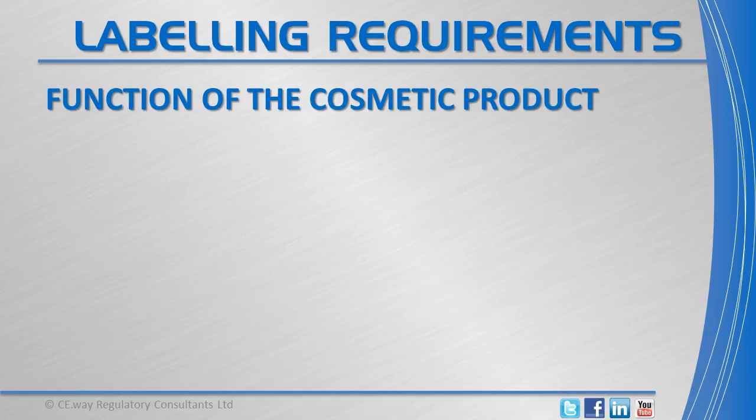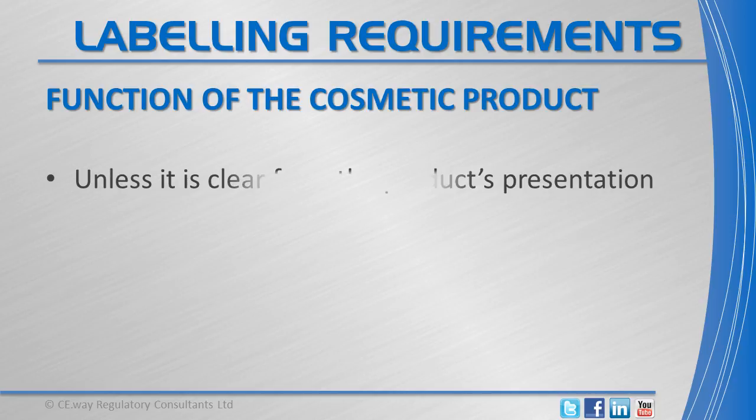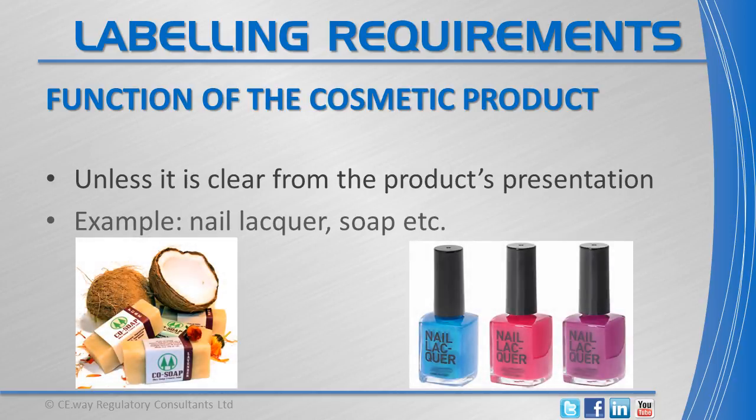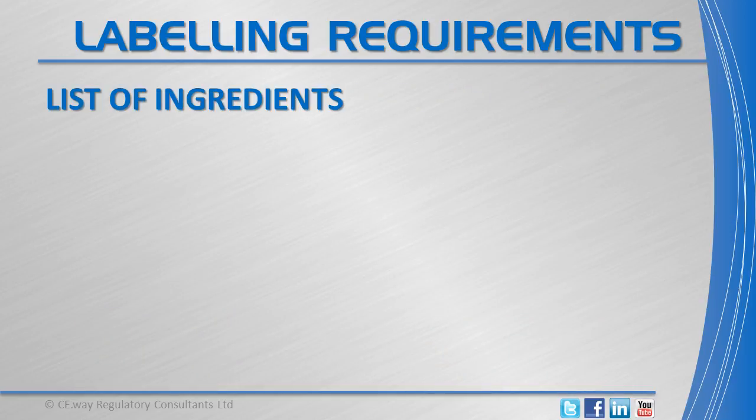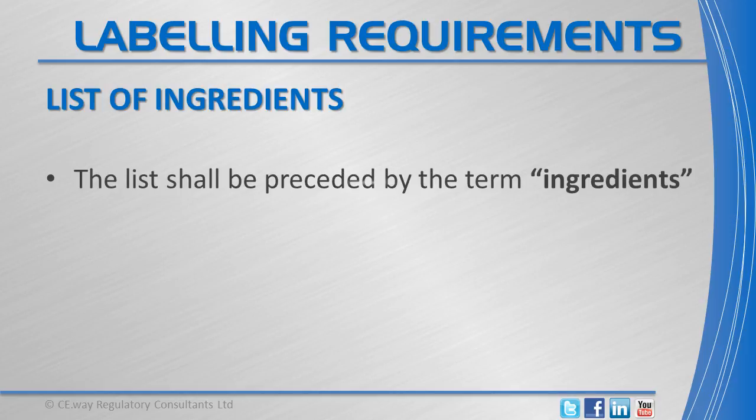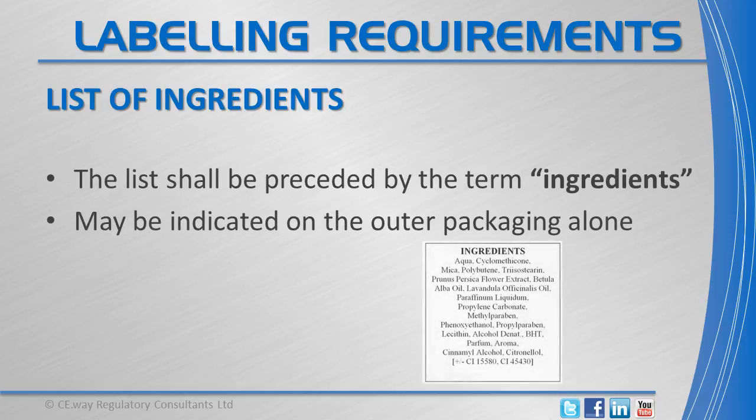The function of the cosmetic product needs to be mentioned unless it is clear from the presentation of the product. The product function is, for example, a lacquer or soap, etc. A very important piece of information to appear on the product labelling is a list of ingredients. The list shall be preceded by the term ingredients, like you see in the example here. The list of ingredients may be indicated on the outer packaging alone.